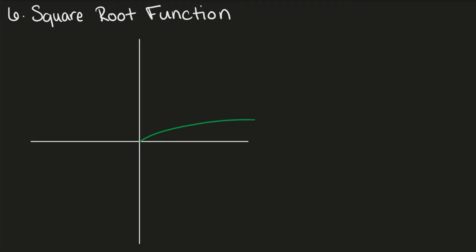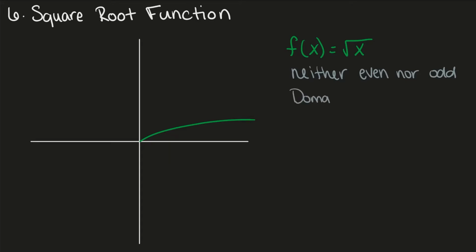Now we have our square root function. This is f of x equals the square root of x. This function is neither even nor odd. It is not symmetric here on this graph, so it's not an even or odd function. The domain of this function, all possible x values, are 0 to infinity. We can't have a negative under our square root, so we will only deal with positive x values.